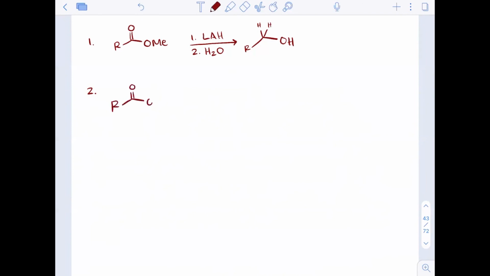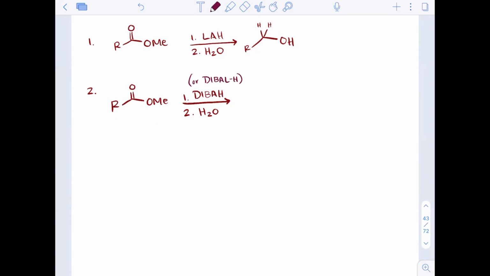Esters can also be stopped, just like we've seen before. They can be stopped with a less reactive reagent. That less reactive reagent is usually called diba-H or dibol-H. Sometimes there's an L in there. I'm going to write that one up. Depending on what textbook you use, sometimes written like that, diisobutyl aluminum hydride.